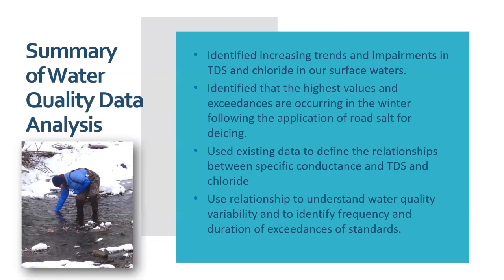So to summarize the water quality data analysis, we've identified increasing trends and impairments in TDS and chloride in our surface waters. We've identified that the highest values and exceedances are occurring in the winter after the application of road salt. We've used existing data to define the relationship between specific conductance and TDS and chloride. And we use that relationship to understand water quality variability and identify frequency and duration of exceedances of standards.